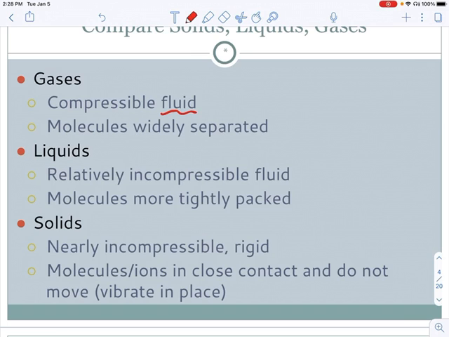Like gases, liquids also have particles that are moving, but they're not compressible. They're incompressible, as in they always take up the same amount of space and you can't compress them if you push on them. And the molecules are tightly packed. This is another difference between liquids and gases. They're incompressible and they're more tightly packed. Solids also have particles in close contact, but the molecules in a solid do not move. They vibrate in place, and they're rigid.